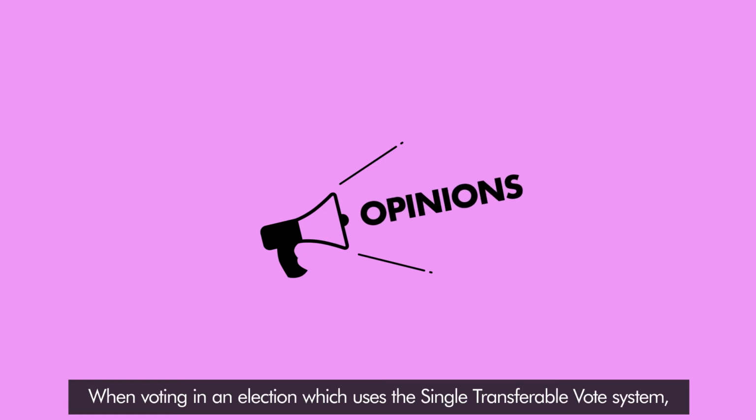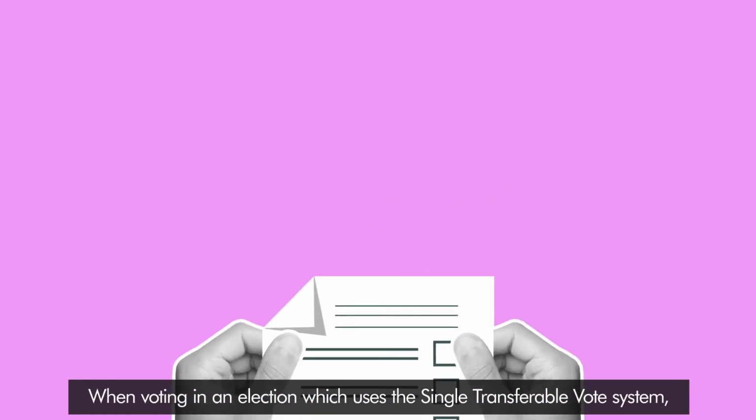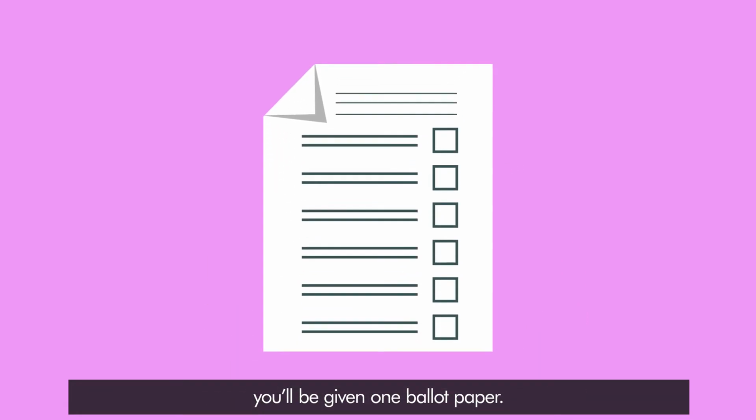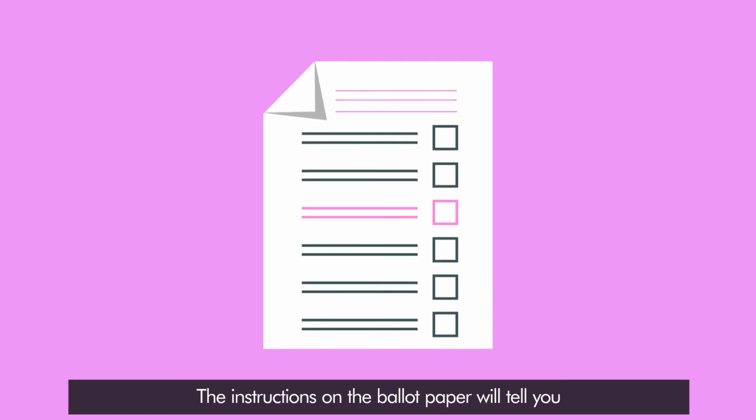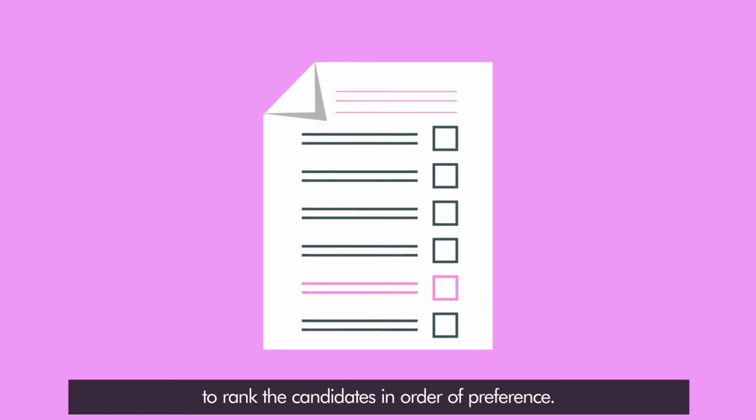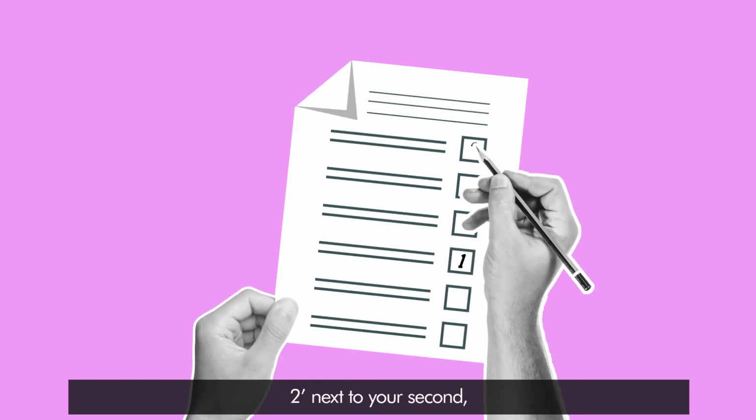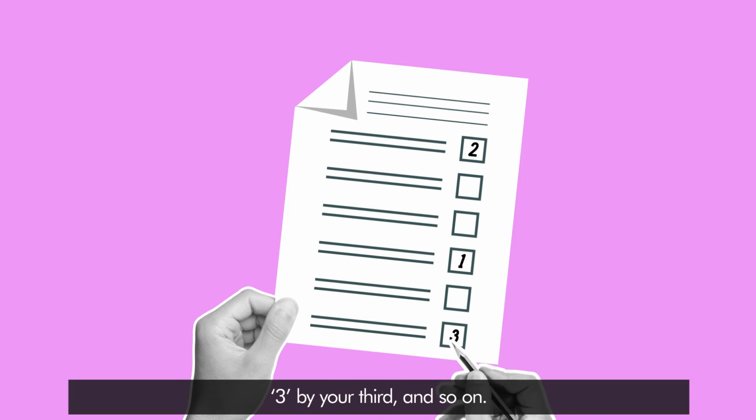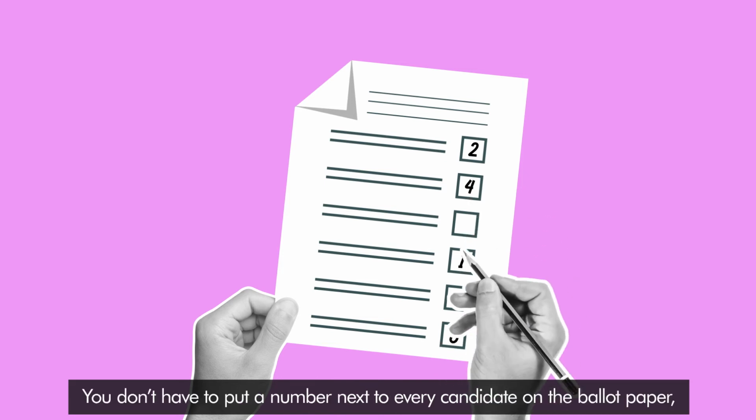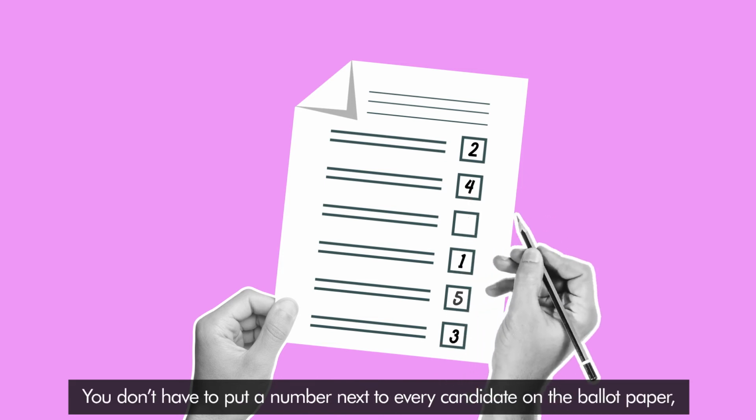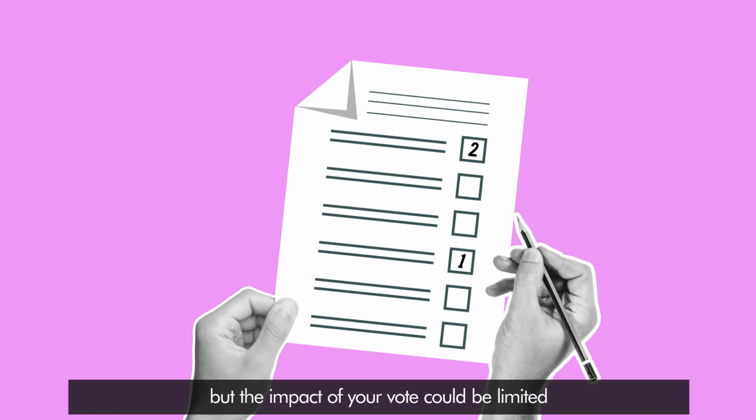When voting in an election which uses a single transferable vote system, you'll be given 1 ballot paper. The instructions on the ballot paper will tell you to rank the candidates in order of preference. Mark a 1 next to your first choice, 2 next to your second, 3 by your third, and so on. You don't have to put a number next to every candidate on the ballot paper, but the impact of your vote could be limited if you only make 1 or 2 choices.